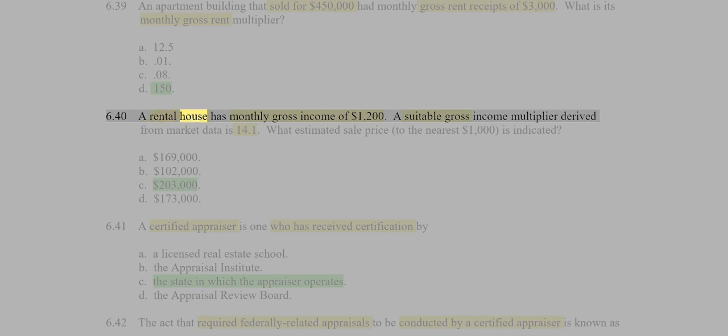6.40 A rental house has monthly gross income of $1,200. A suitable gross income multiplier derived from market data is 14.1. What estimated sale price, to the nearest $1,000, is indicated? A. $169,000. B.